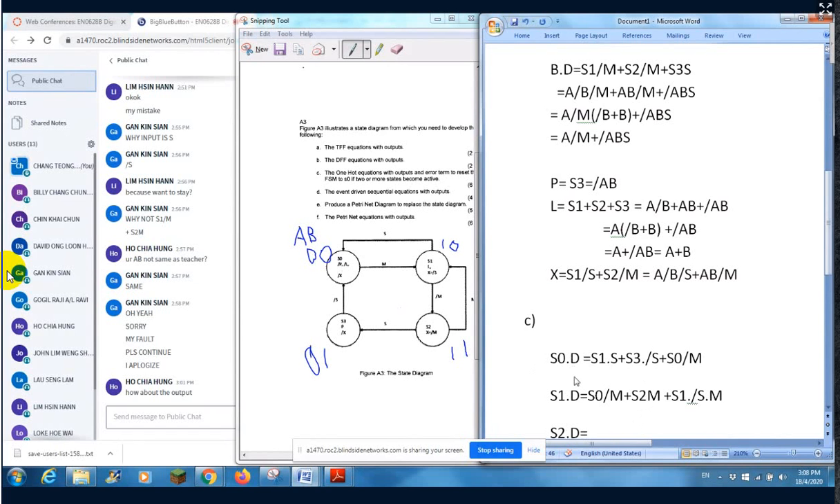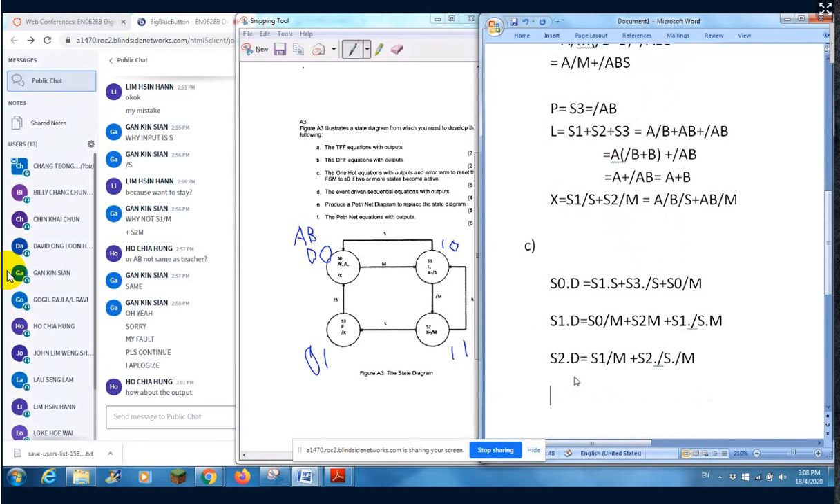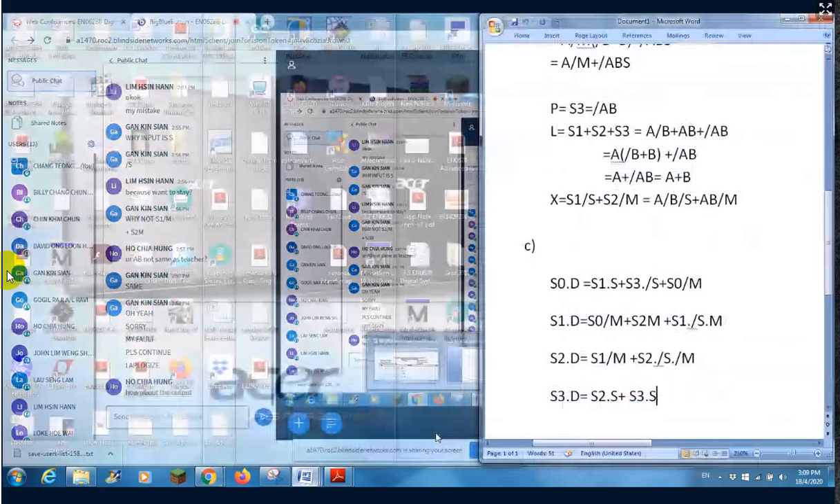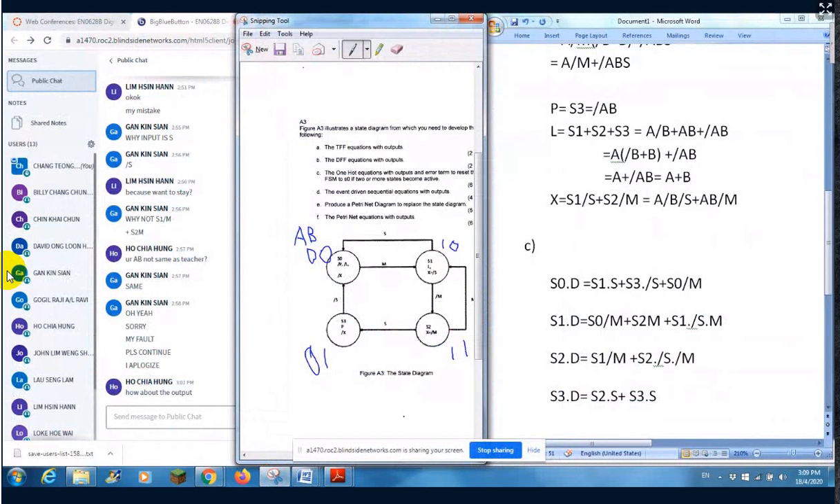Okay, S2D, S2, you actually are coming in from S1 M bar, and going out is S2 again, bar S and bar N. Then for S3, S3 is pretty simple, from S2 to S, or with S3 S. Okay. Any question?